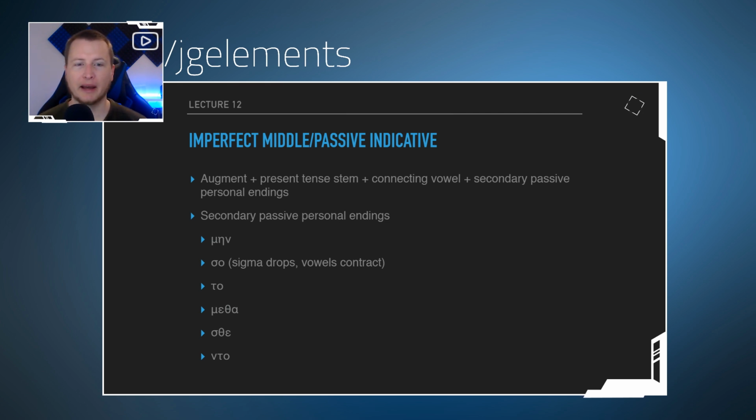Now let's talk about the middle passive. We still have an augment. We still have the present tense stem. We still have a connecting vowel. The only difference is now we're dealing with the secondary passive personal endings. Mēn, so, to, metha, sthe, nto. Just be aware, in the second person singular, the sigma will drop out and the vowels will contract. Okay? So this is imperfect middle passive.